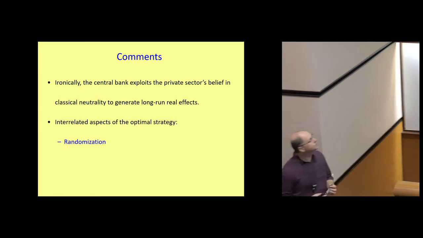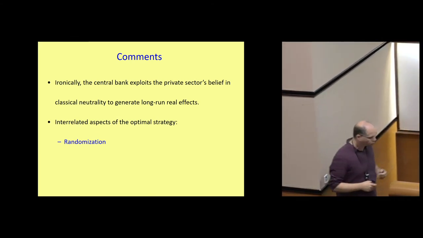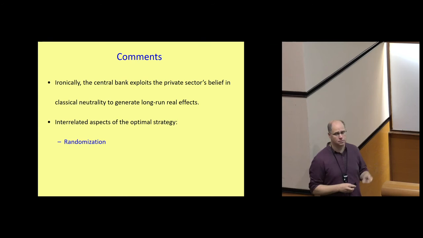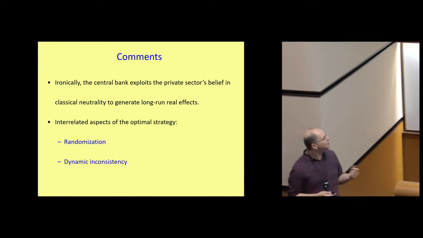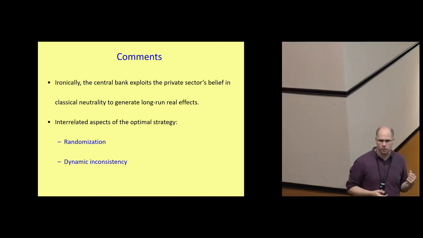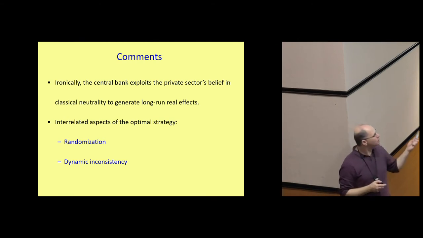Two methodological aspects that are interrelated. Notice that the central bank had to randomize. Randomization was part of the optimal strategy. It was ex ante randomization. Why? Because you want to create a statistical pattern that the private sector will misunderstand. But that means that you have a new source of dynamic inconsistency here. The old source of dynamic inconsistency is shut down by the assumption that the private sector observes A. So in the standard model, that would be a commitment regime. But here, you're ex ante committing to a randomization, and it's obviously dynamically inconsistent.